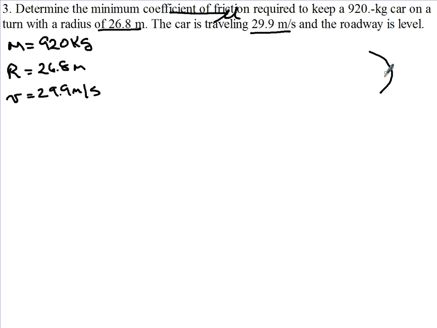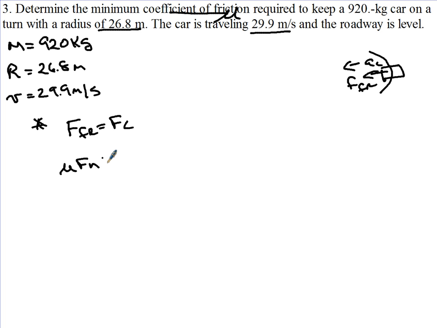All right, so basically what this means is the car is going around, friction is going to the center, and so is the centripetal acceleration. So this is one of those cases where friction is equal to Fc. Now make sure you write that relationship down. That's very important. Okay, so what's friction? Friction is mu Fn, which has got to equal Fc, mv squared divided by r.